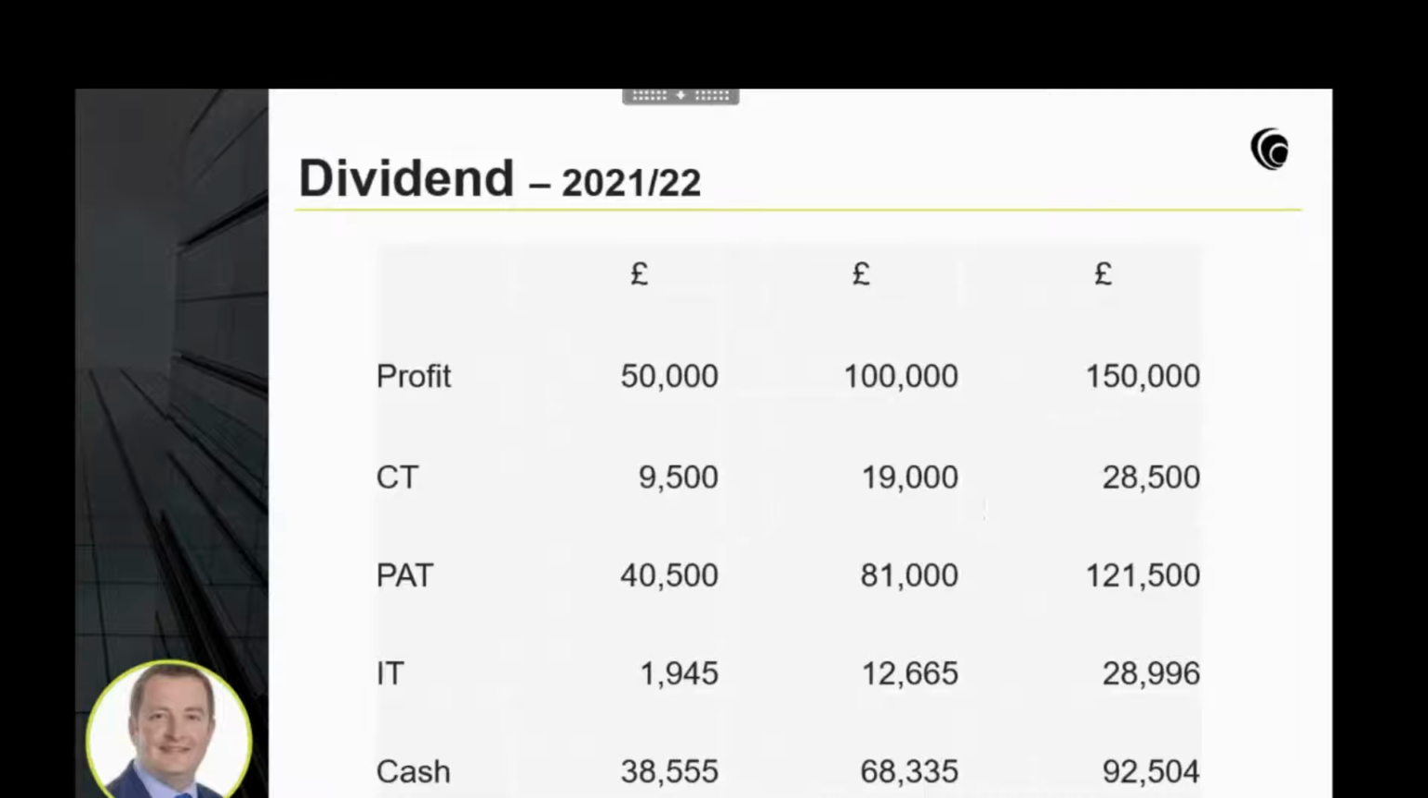Moving on to the second slide, we look at the same levels of profitability in a company with all the profit being extracted as a dividend. So this assumes that we're wanting to extract everything that the company makes, or all the profit that the company makes. Now, as I say, I appreciate it's difficult to compare across the separate slides here, but you will see that the effective rate is slightly lower in the company where profits are above 50,000.